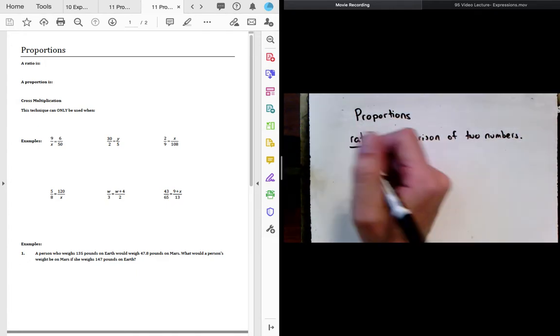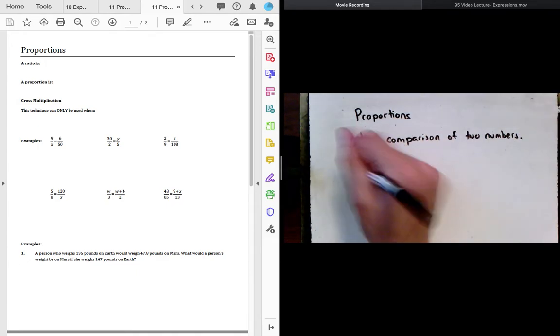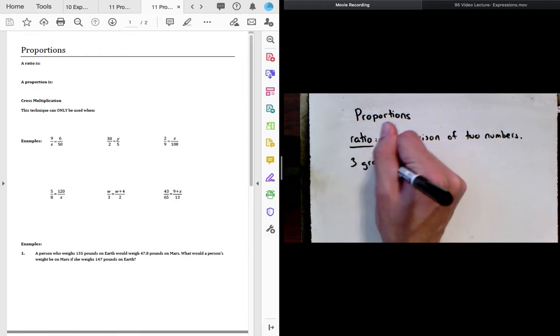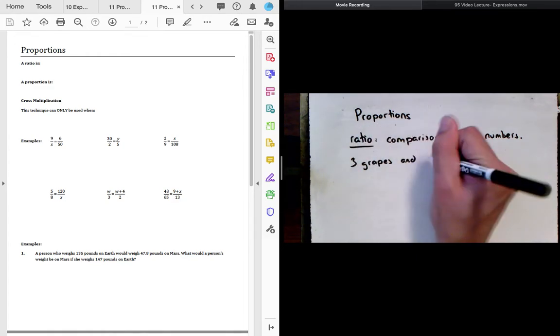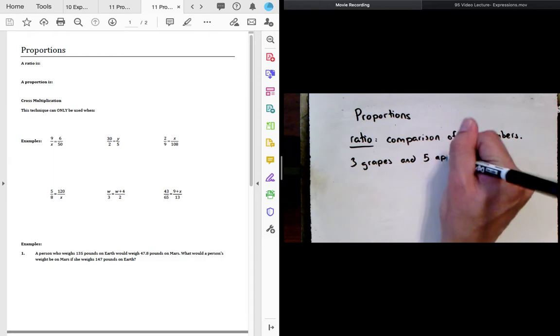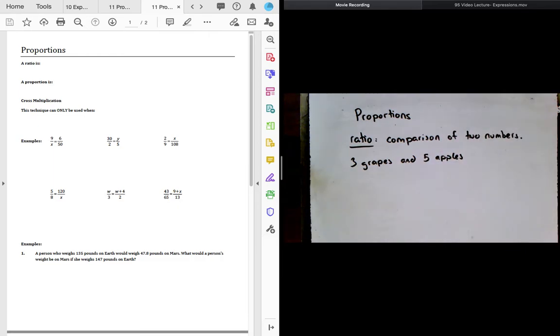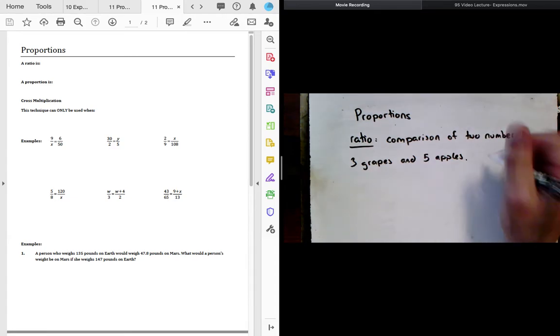Suppose I have 3 grapes and 5 apples. Here I can compare these two in a number of different ways. Mathematically, I can write this as a ratio, which uses a colon in between them like this.